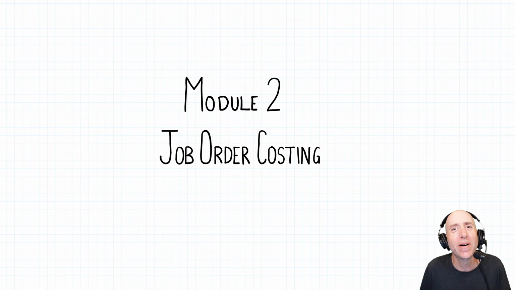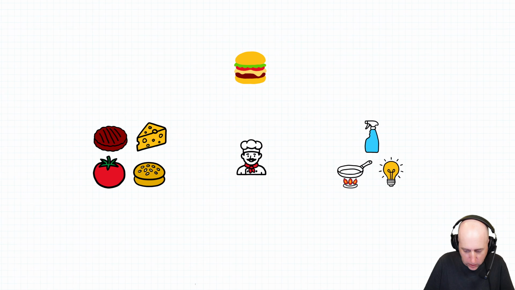Welcome to Module 2 of our course in Management Accounting. This is all about job order costing. A big chunk of the first part of our course is on just how much stuff costs. So you'll remember this. I hope you'll remember this.